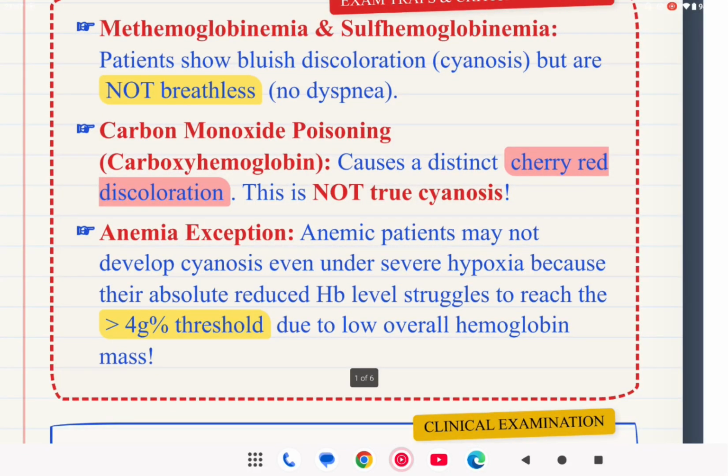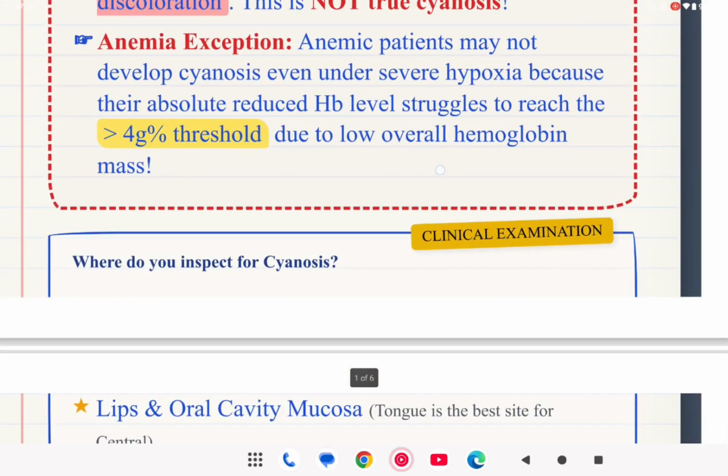Then there is one exception. An anemic patient may not develop cyanosis even under severe hypoxic conditions, because their absolute reduced hemoglobin levels struggle to reach the threshold of more than 4 gram percentage due to the overall low level of hemoglobin mass.